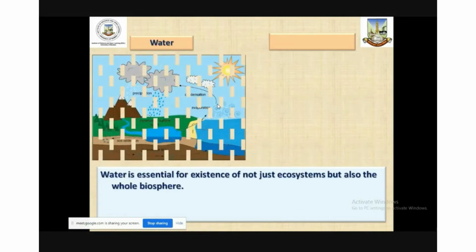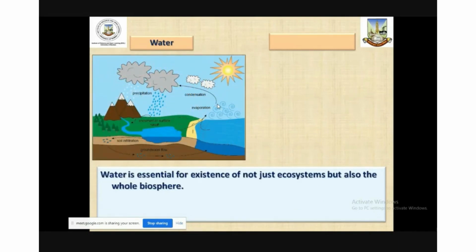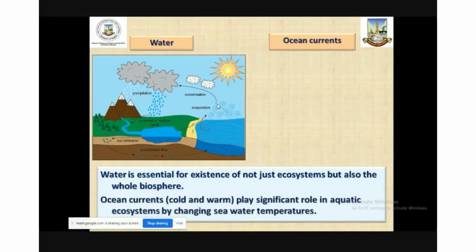Water is another important abiotic or inorganic element in the ecosystem. Water is essential for the existence of all living beings on this planet, because none of the living organisms on this planet will be able to survive without water. In fact, the existence of the entire biosphere depends upon the availability of water, and therefore water is an inseparable part of the ecosystem, without which it is not possible.